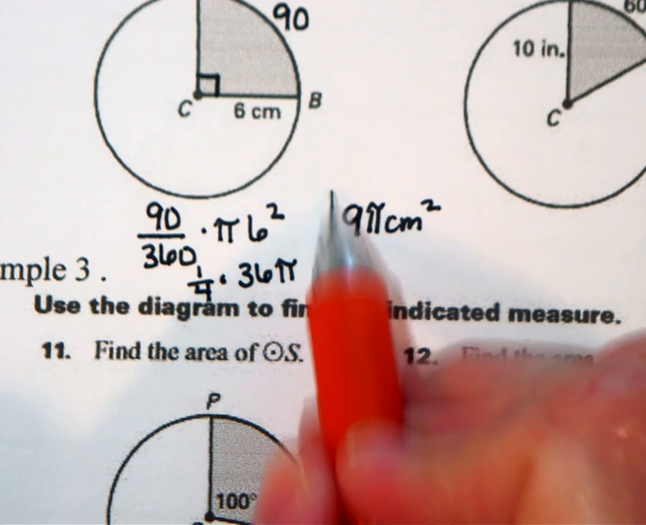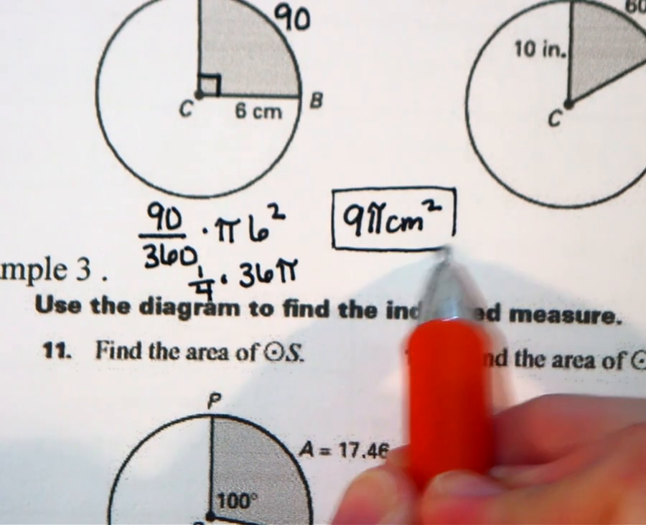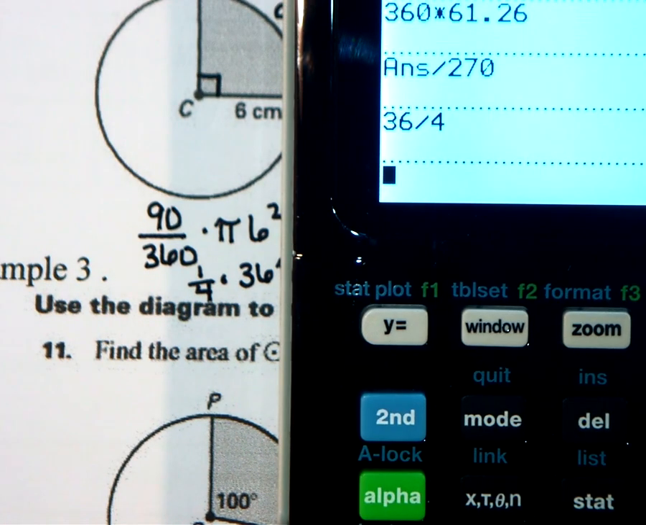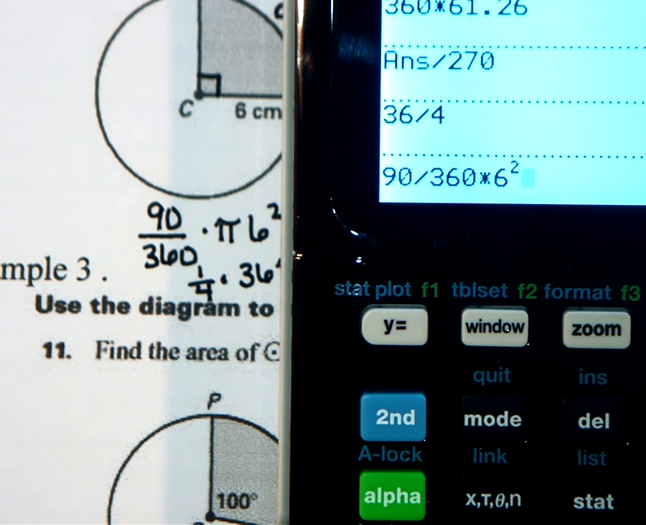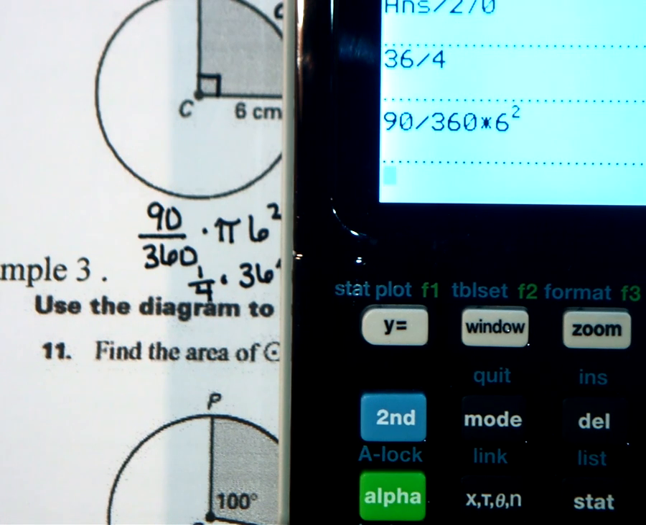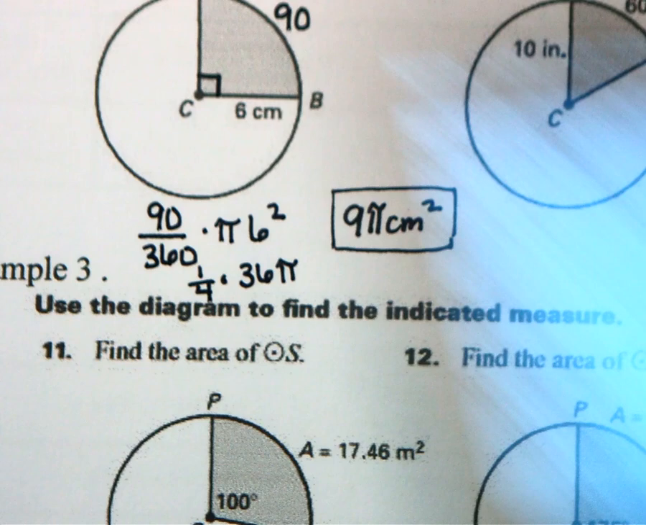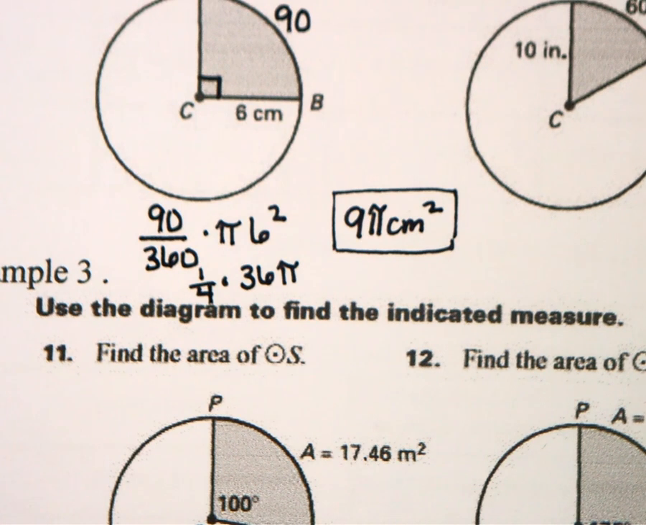Okay. Now again, if you're using the Desmos app, which is pretty slick, or if you're going to use your calculator, you can just type that in, right? 90 divided by 360 and multiply that by either 6 squared, or you can just times 36 and it'll tell you the answer is 9. Okay. So over here on the side, you can see my answer was 9. Notice I did not put the pi in the calculator. So if you're going to use your calculator, leave the pi out when you're typing in all of your numbers. Okay. Let's go to the next one.